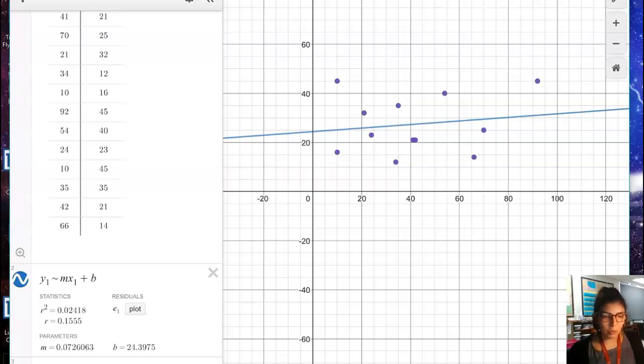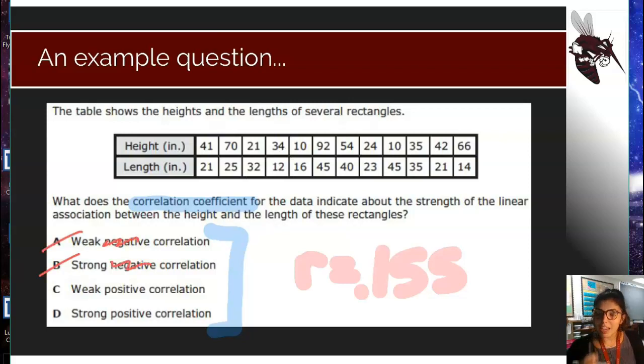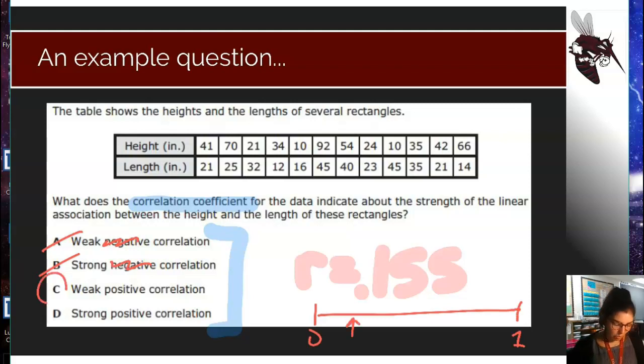equals 0.155. Well, that's a positive number. So I automatically know that since my R value is 0.155, it's not one of these negative numbers. It's not negative, so it's not A or B. And I know that this number is closer to 0 than it is to 1 on a scale, about right here, which would make it a weak positive correlation or association between the height and length of these triangles.